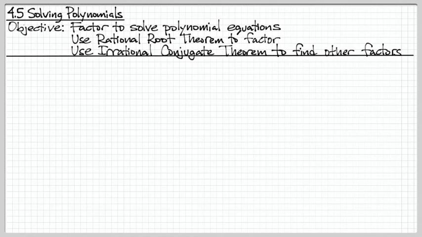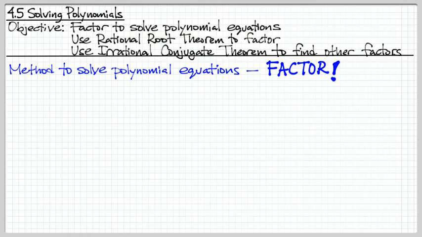Okay, hello class. In this lesson we're going to learn how to solve polynomials. We've already actually talked about a lot of these ideas, but we're going to look at them in a deeper way. We're going to factor and solve polynomial equations. We're going to use the rational root theorem as a way of factoring, and then we're going to use the irrational conjugate theorem to find other factors.